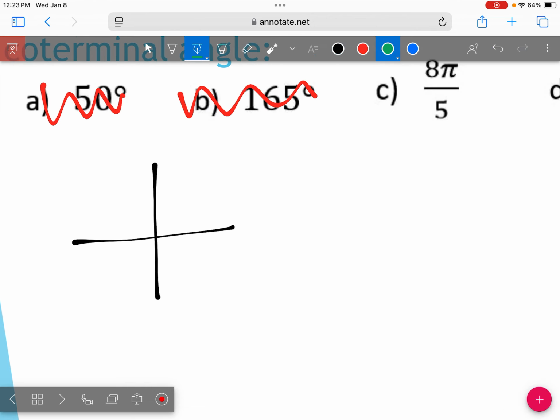So this one's kind of tricky. Show me with your fingers what quadrant you think this is going to be in. Oh, not many people. Ain't nobody participating. What happened to my participation?